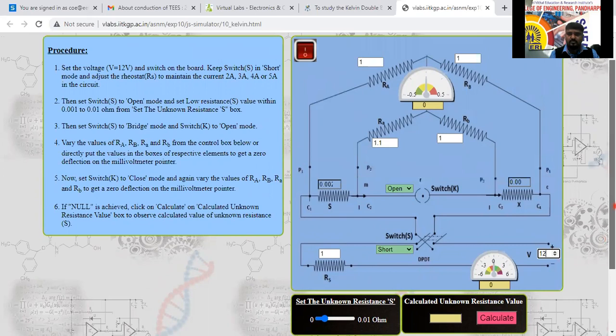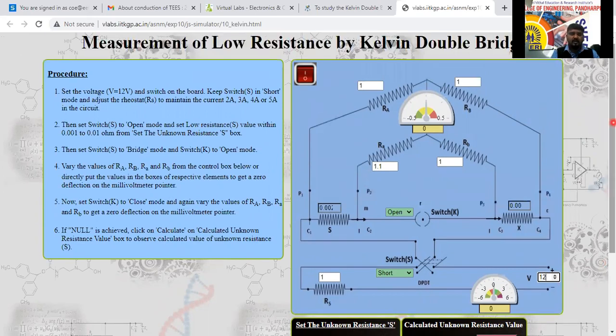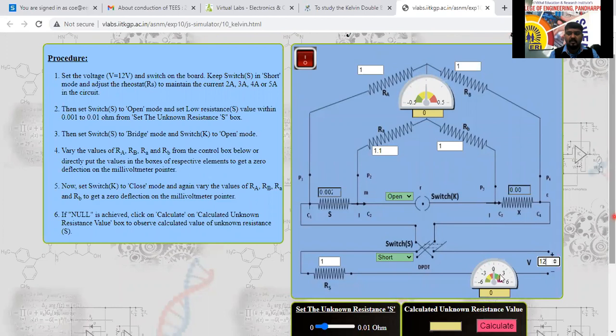According to the procedure, we'll follow that one. Set the voltage V equal to 12 and switch on the board. Keep the switch Y in short mode and adjust the rheostat to maintain current 2 ampere, 3 ampere, 4 ampere or 5 ampere in the circuit. By adjusting in short circuit, we have to set the current here. So 12 volts I have considered here, and we have set it.